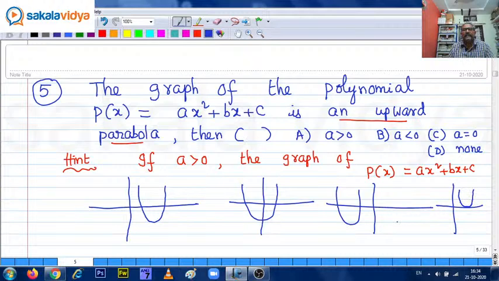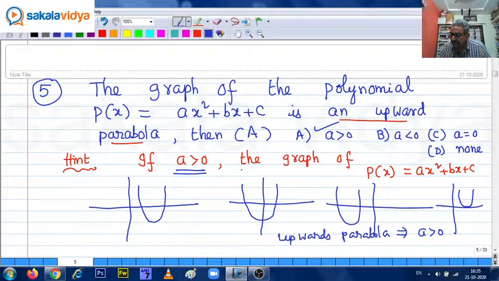So in these cases, if a greater than 0, it always represents an upwards parabola. Upwards parabola means the x square coefficient should be positive. That implies, always remember, a greater than 0. So option A is the right option. Okay.